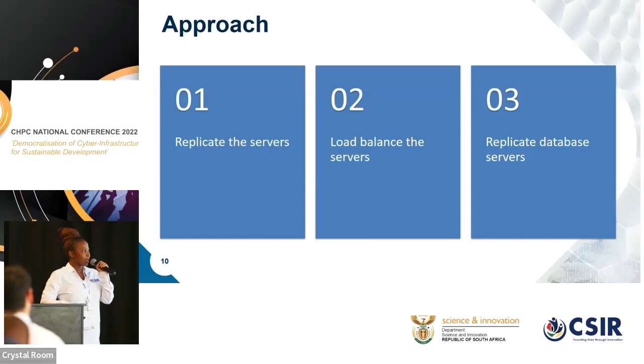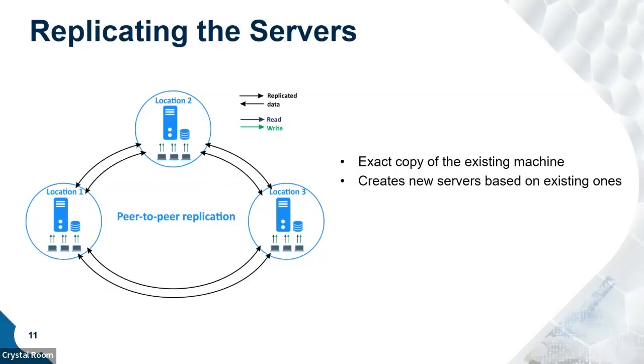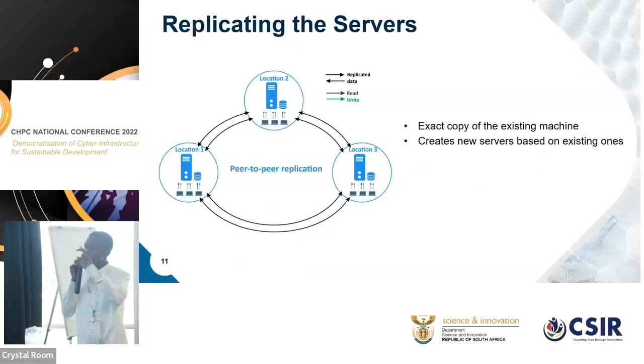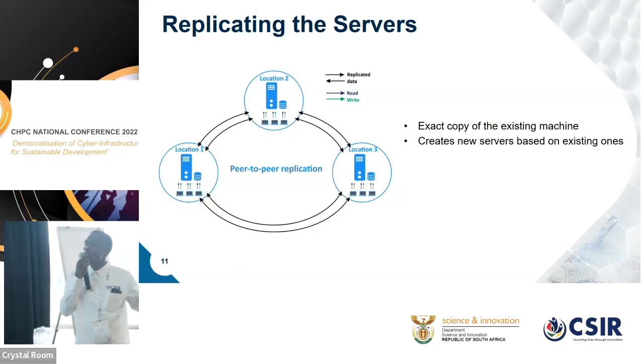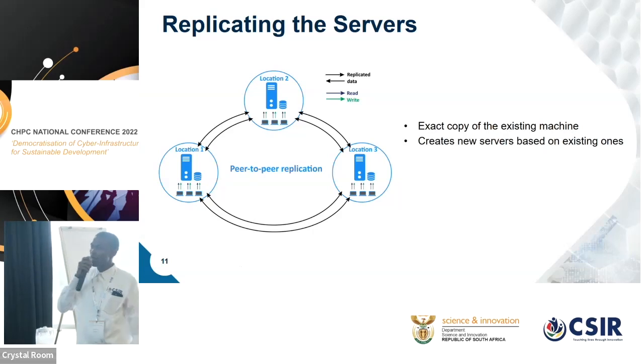With replicating the server, we take the exact copy of the existing machine, then create a new server based on the existing one. As you can see in this picture, we have 3 servers that are running in different locations. The server running in location 1 is the original server. The ones running in locations 2 and 3 are copies of the server running in location 1. This type of replication is called peer-to-peer replication.